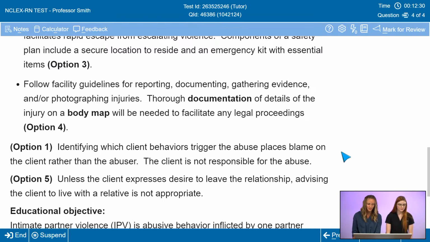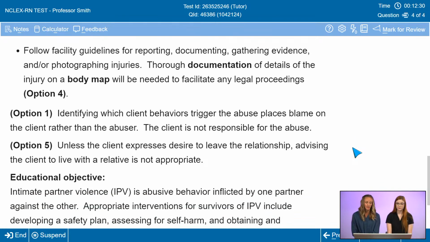Definitely. So with our incorrect answers we see here, identifying which client behaviors trigger the abuse would not be a correct answer, as this places the blame on the client rather than the abuser. The client is never responsible for the abuse that's happened to them, and that's why, again, it's important to think about therapeutic language when you're talking with the client and using open-ended, empathetic questions.